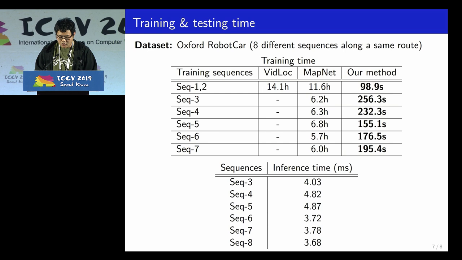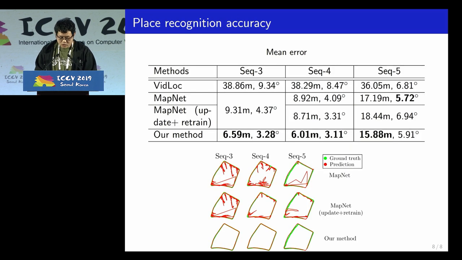Here is our experiment on Oxford RobotCar compared to learning methods, which take around 6 to 14 hours for retraining. We only need few minutes for updating. In terms of inference time, because we do matrix computation, that is fast. So it only takes around 4 milliseconds per image. Compared to other place recognition methods, because our method can perform temporal inference efficiently, we get a very smooth prediction, leading to better mean localization errors.